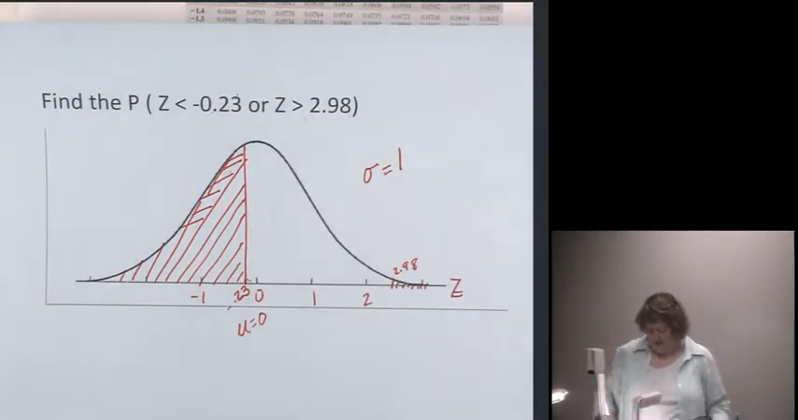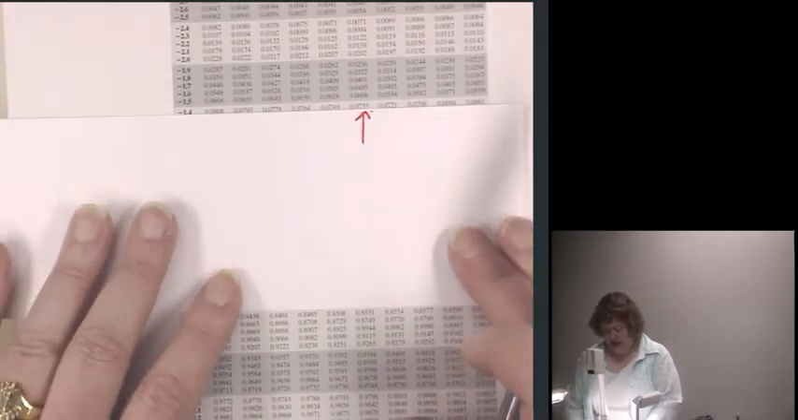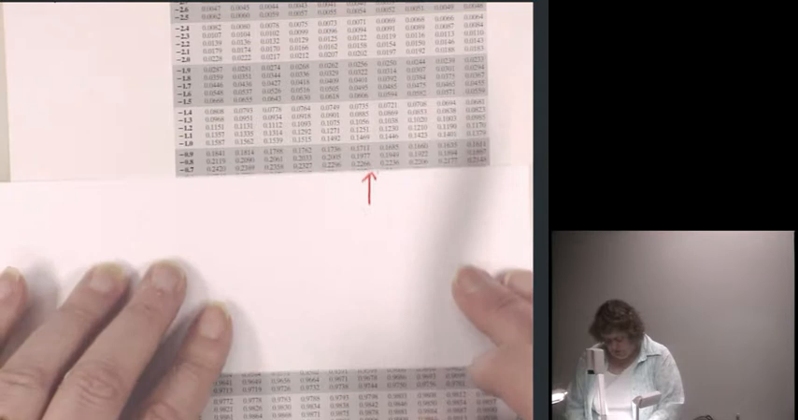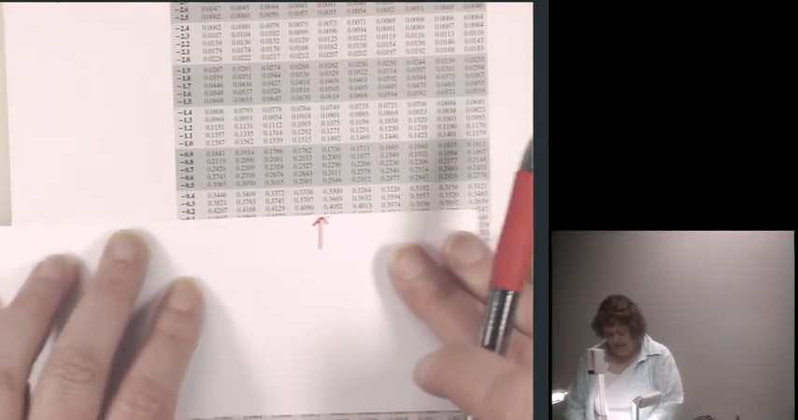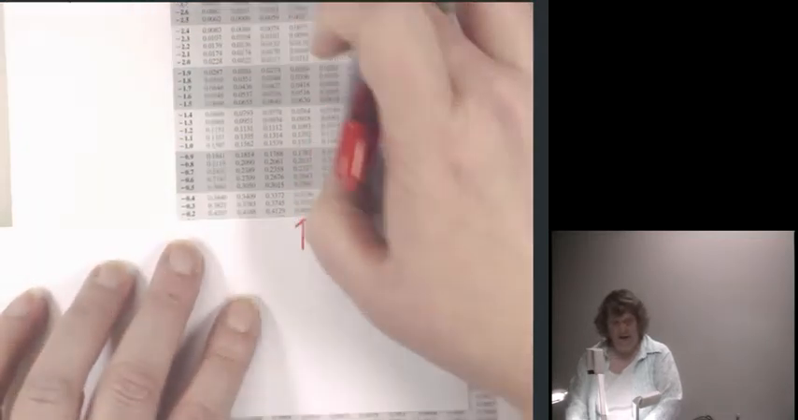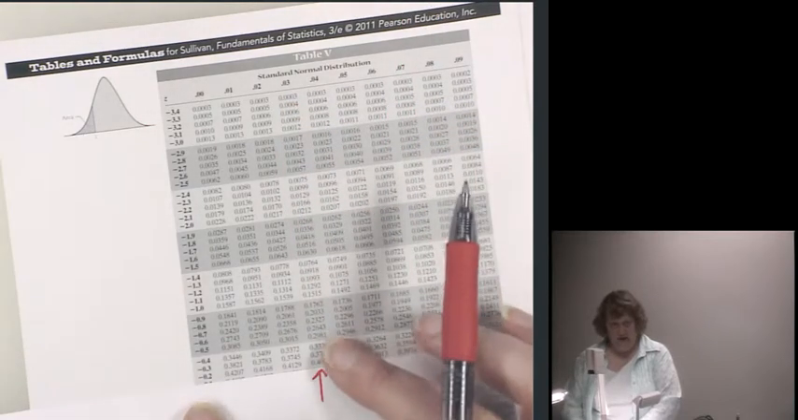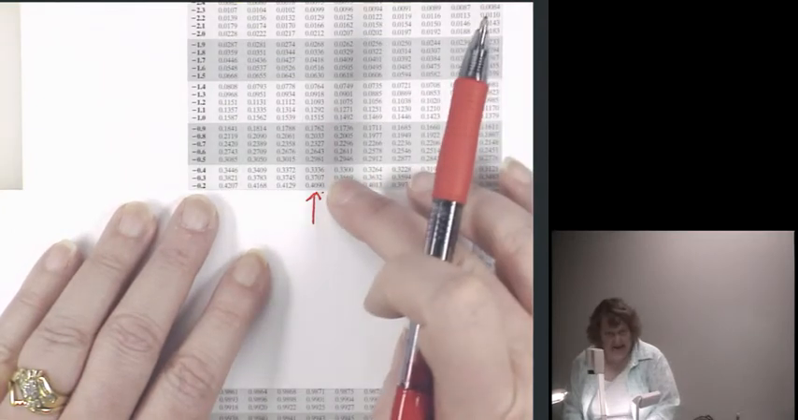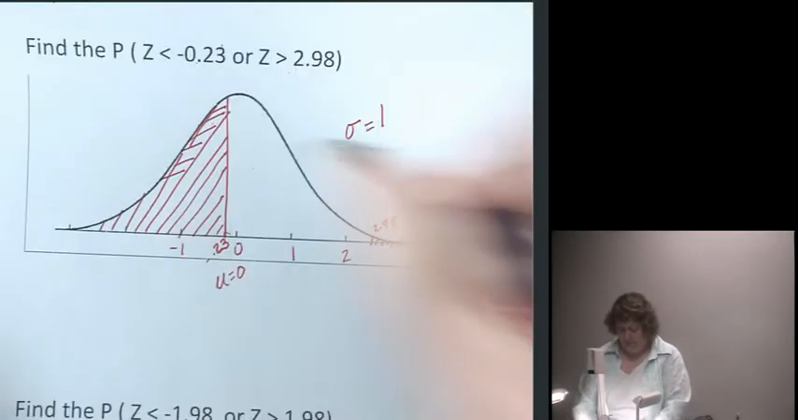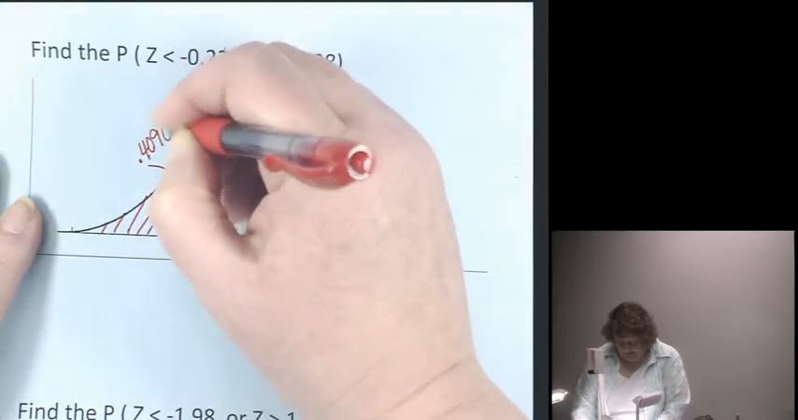So let me get out my table and my little straight edge, and I'm going to look up negative 0.2. That'll be this row right here, and then the 3 column, coming down the 3 there. And that gives me 0.4090. So that tells me this area right here is 0.4090.